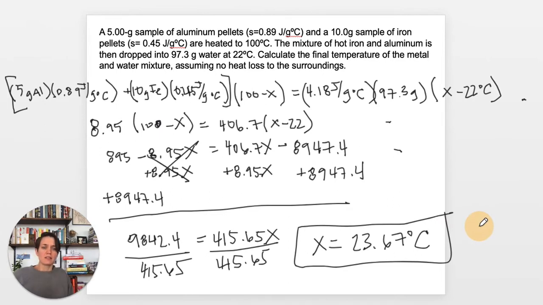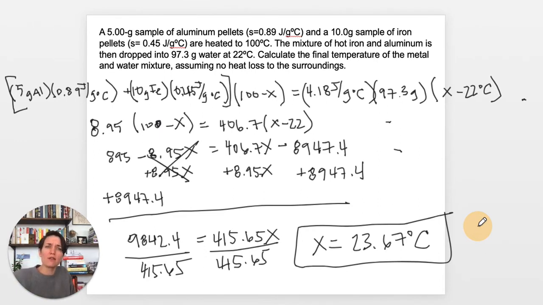So we can see from this example that our water really didn't heat up that much, but we would expect that because the specific heat of water relative to aluminum and iron is very, very high. So that aluminum and iron is definitely going to be approaching the temperature of water, not vice versa. We also have a much larger mass of water than we had of our iron and our aluminum.